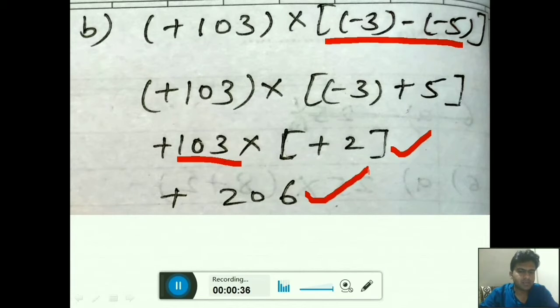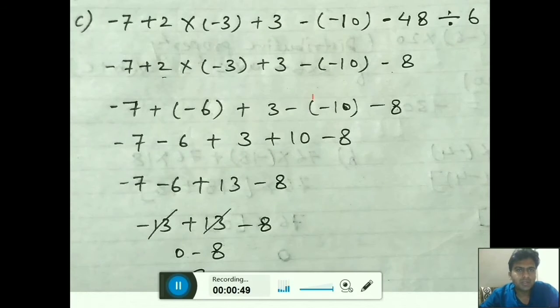So the answer is 206. These questions you have to write in your fair copy and solve as they are, and try to solve more questions in your fair copy. Now next question, look at here how to solve this question.